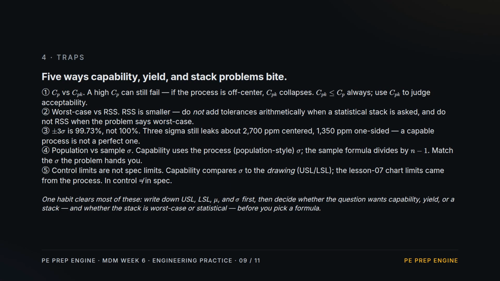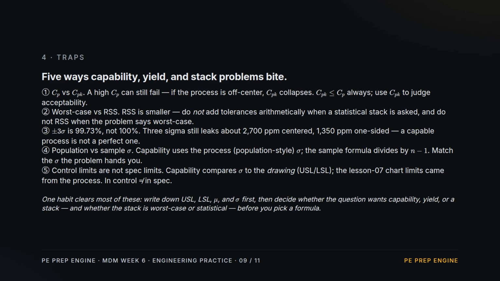Traps. 5 ways this bites. 1. CP versus CPK. A high CP can still fail if the process is off-center. CPK is always the smaller one, so judge acceptability by CPK. 2. Worst case versus RSS. RSS is smaller. Don't add tolerances arithmetically when a statistical stack is asked, and don't RSS when it says worst case. 3. Plus or minus 3 sigma is 99.73%, not 100. It still leaks a couple thousand parts per million.